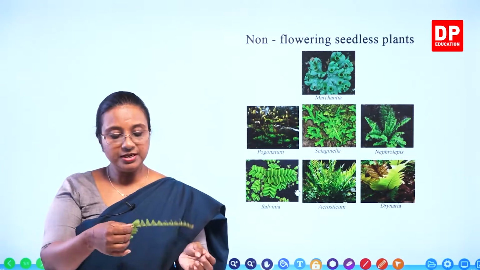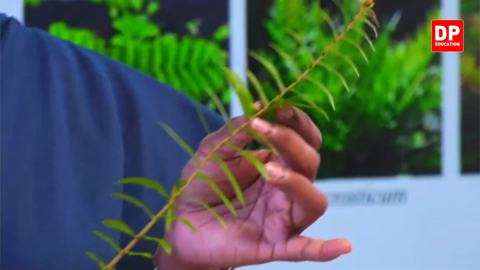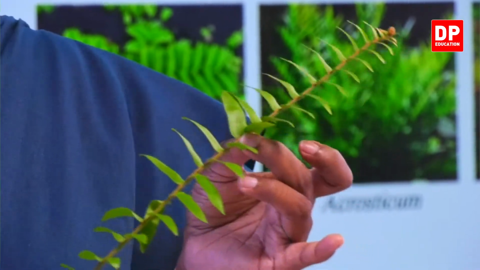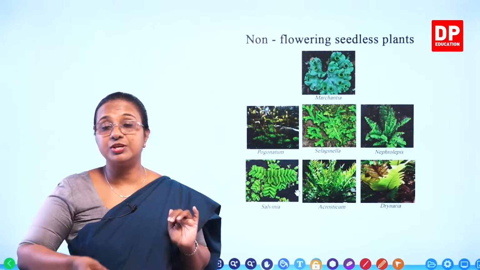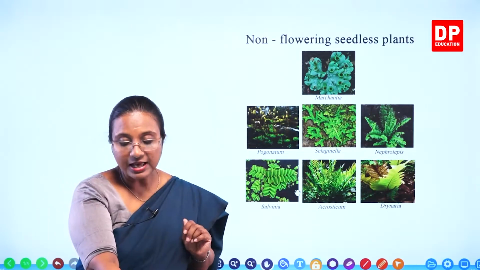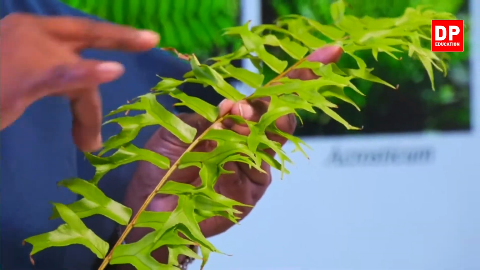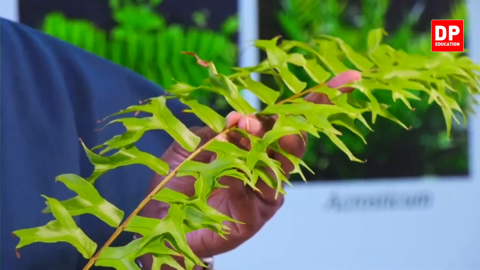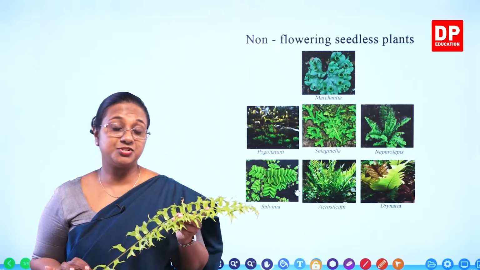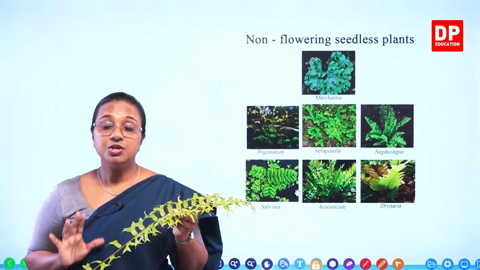This is also a Nephrolepis leaf when it is young. So as it grows, you can see the size of the plant increases, but still it can increase only to a certain height. Then I have another fern. So this also has the stem structure and the leaves. So that means they have the tissue differentiation that you can understand.